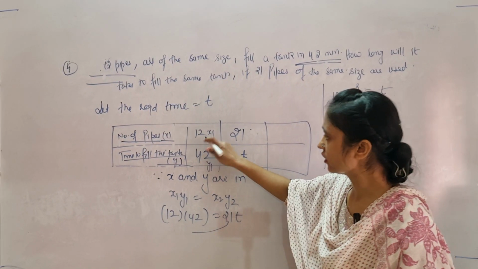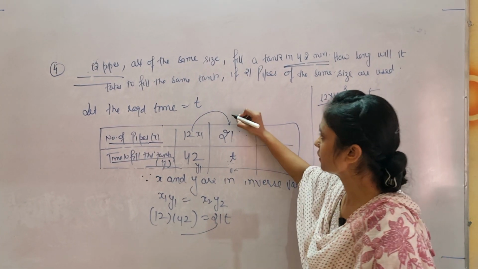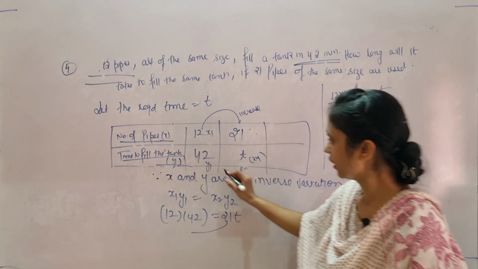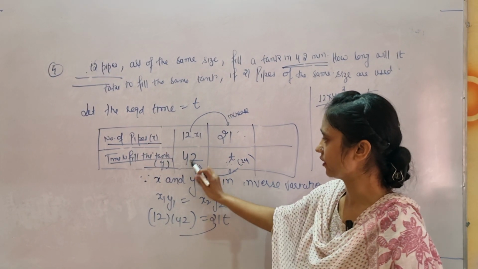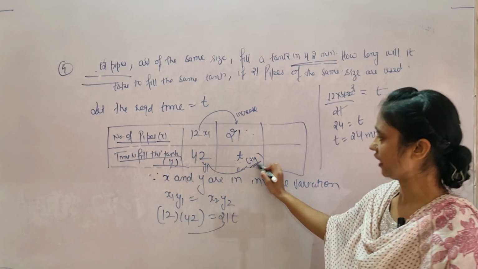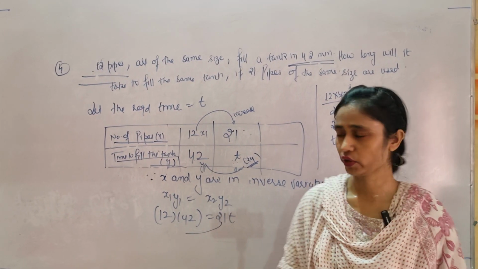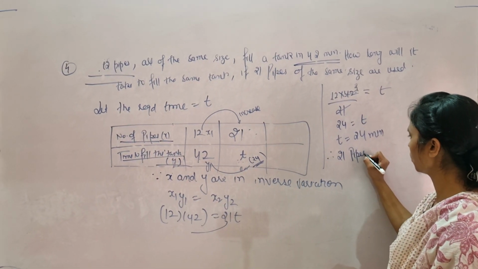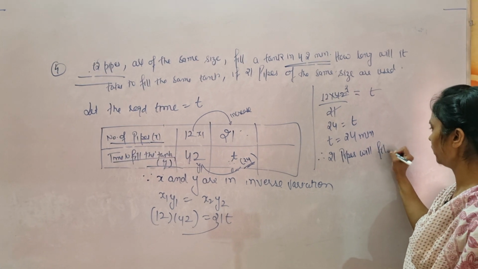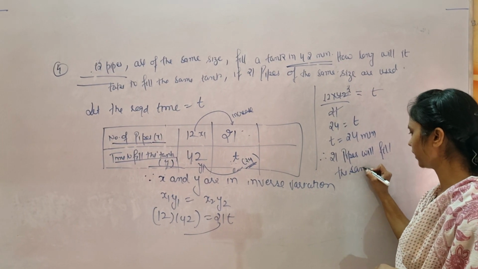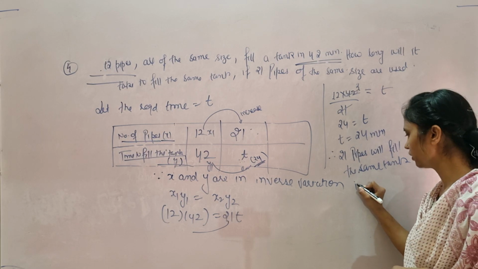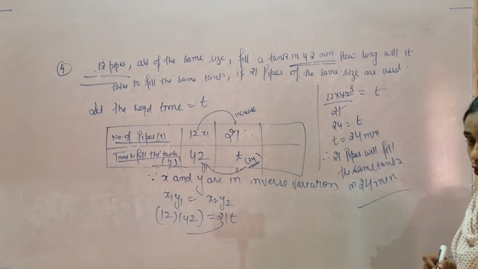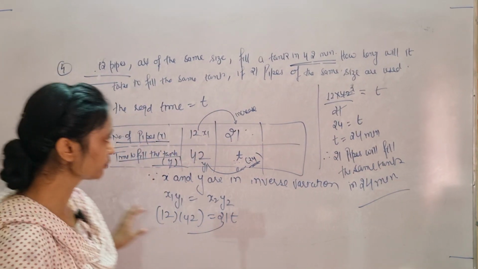When the number of pipes is increased, we got 24, so the time taken by them is decreased. Earlier the time was 42, now the time is 24. So 21 pipes will fill the same tank in 24 minutes. I hope this sum is clear to you.